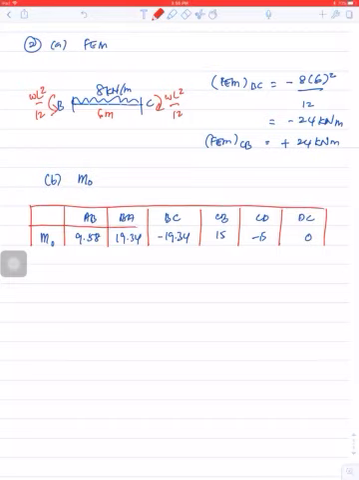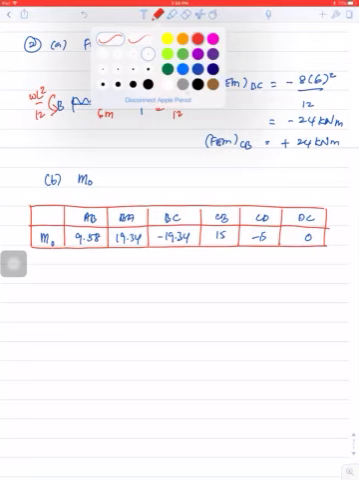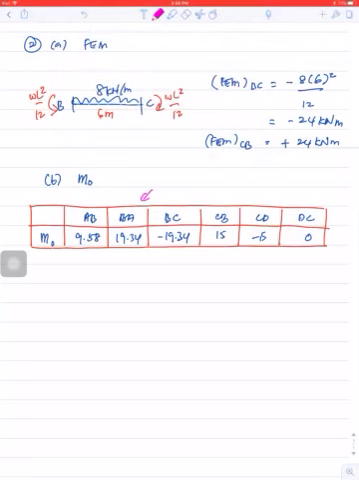Okay, this is the value from the distribution table. This is the end moment value.